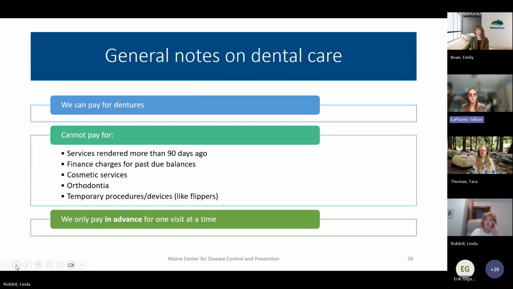So in order for us to pay, what we can't pay for is services rendered more than 90 days. We can't pay for charges for past due balances. We can't pay for cosmetic services, orthodontia, temporary procedures, or devices like flippers. We also can't pay for missed appointments. We can only pay for 1 visit at a time in advance. However, we can pay for multiple appointments after the fact.